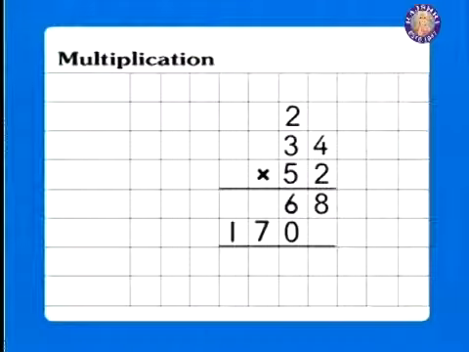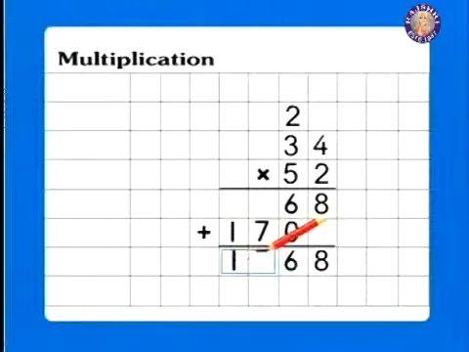And the third and last step is to add the 2 numbers the way they are written in the worksheet. So 8 plus nothing is 8. 6 plus 0 is 6. And 7 and 1 are written below the second black line. The total is 1,768, which is the answer of 34 times 52.